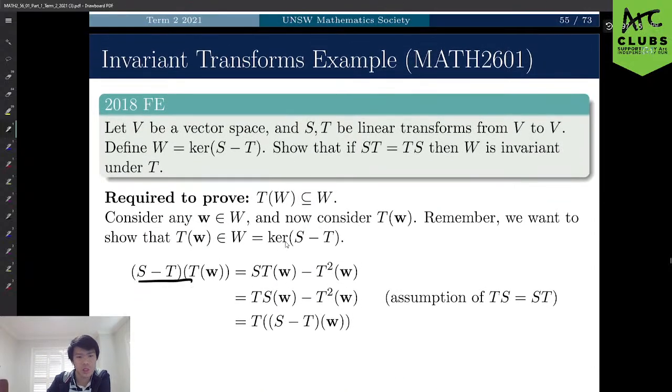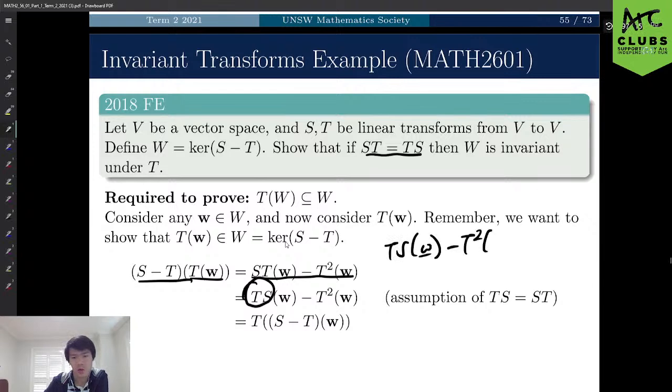Right, so what we'll do is we'll apply S minus T to T of W, and we've gotten this. So they tell us that ST is equal to TS. So if we flip these around, maybe we'll get to what we want. If we flip them around, we get TSW minus T squared W. Right, and then we can just expand this out, and we get this.